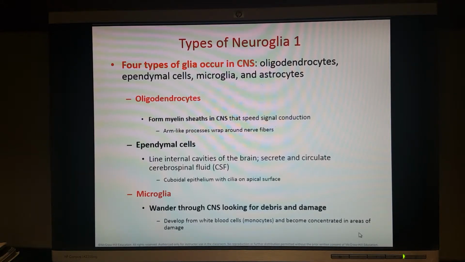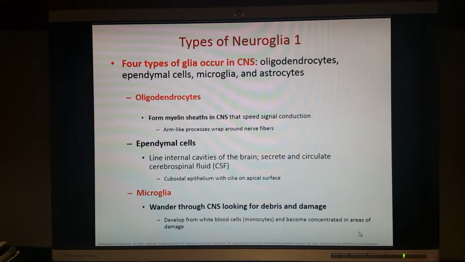What they'll do is they'll phagocytize any kind of debris, any kind of damage to a neuron, and therefore helping to protect your brain from swelling, helping to get rid of any kind of pathogen to protect your brain. So something that got through, shouldn't have, microglia help to take care of it.